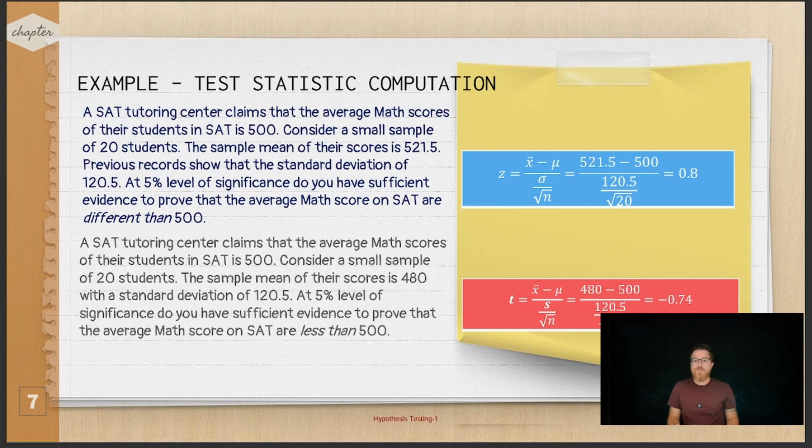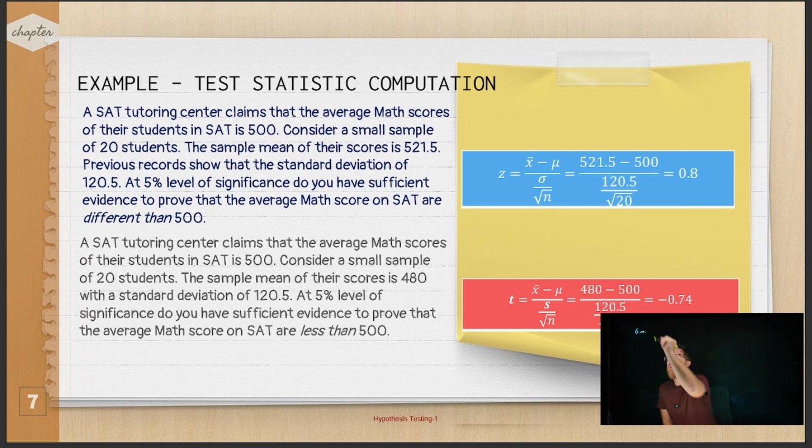For the second example, we have an SAT tutoring center that claims that the average math score of their students on the SAT is 500. Consider a small sample of 20 students. The sample mean of their scores is 480 with a standard deviation of 120.5. At a 5% level of significance, do you have sufficient evidence to prove that the average math score on the SAT is less than 500? Again, we're going to start by writing down our given information.